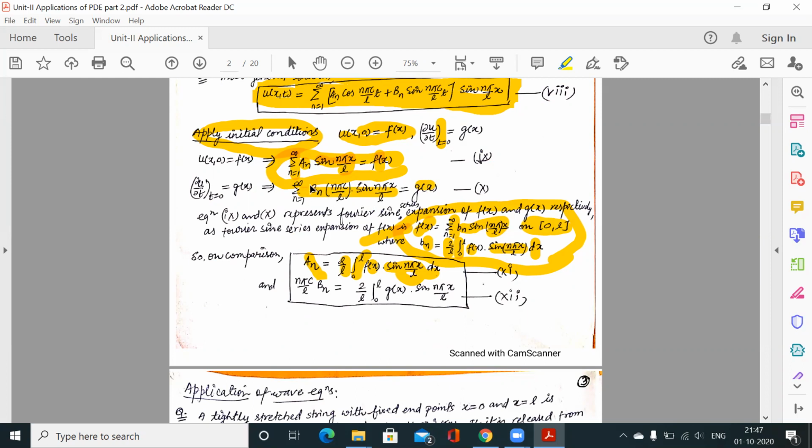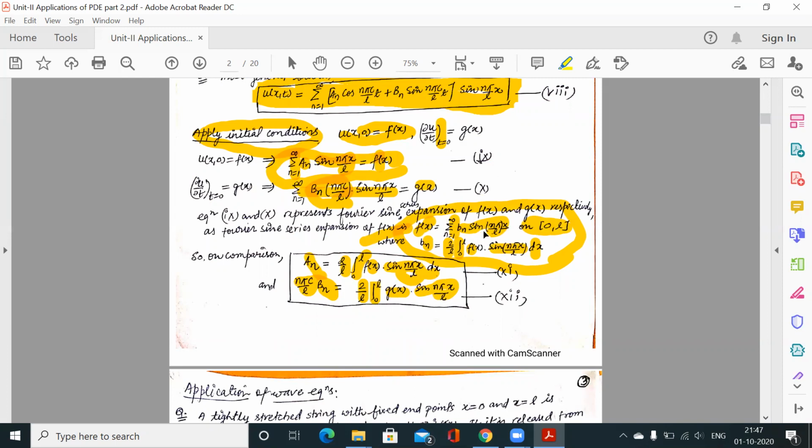So in this case, bn, the coefficient of sine n pi x by l, is the constant. So here the constant is bn into n pi c by l. So n pi c by l bn would be equal to 2 by l, integral 0 to l, gx sine n pi x by l dx. Clear?